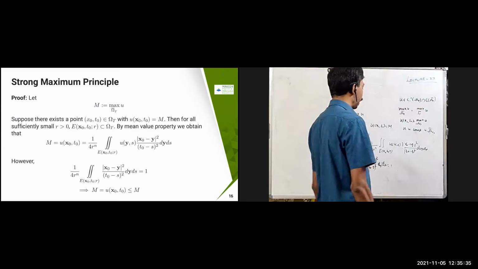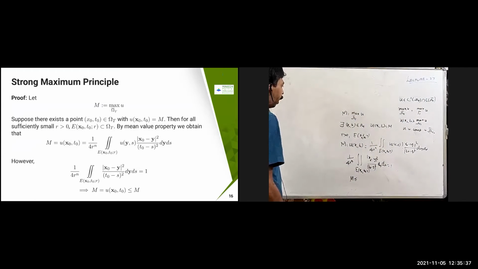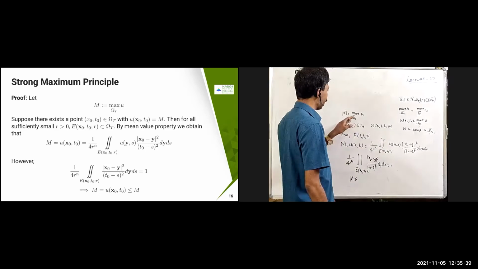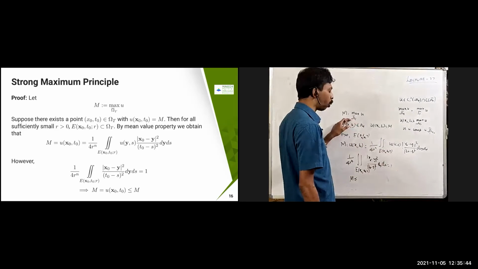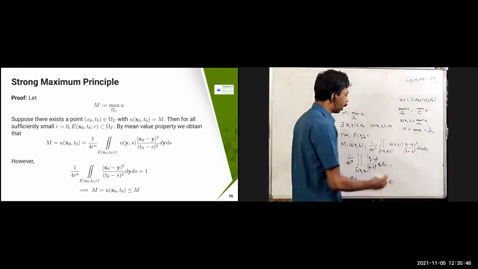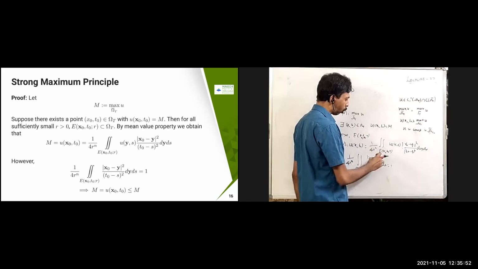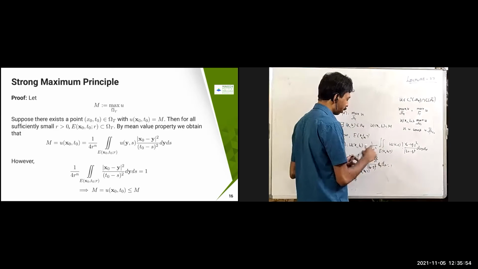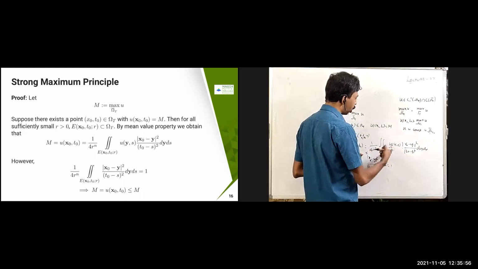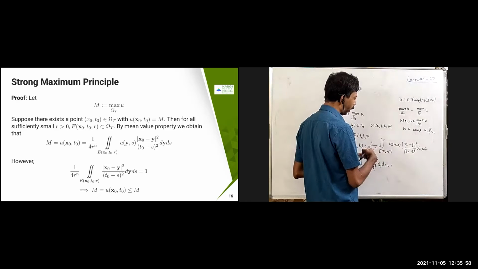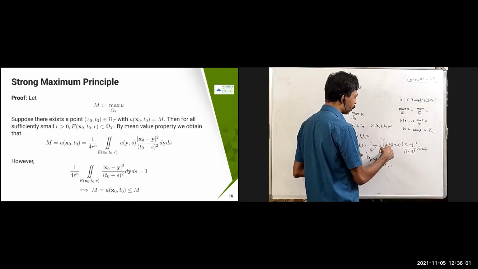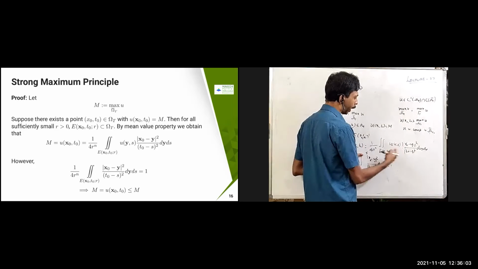Since this is going to be there, you take u of y comma s, whose maximum over omega t bar you have taken, but E of x0 comma t naught comma r is a subset of omega t bar. Therefore, you can take this u of y comma s outside, so this is going to be less than or equal to the maximum. Therefore, here I can put M.